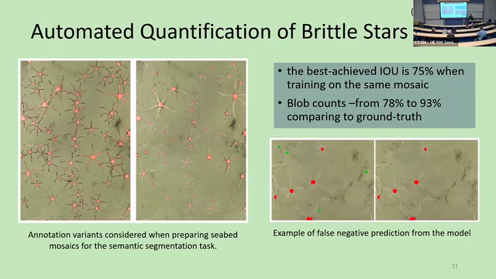However, as you can see from this image, here you can see how the expert annotated these brittle stars. Sometimes you can see that they are super small, and it's sometimes hard to see even with the human eye. So we can't expect the model to see those kinds of brittle stars. So as you can see here, it doesn't classify them as being there.